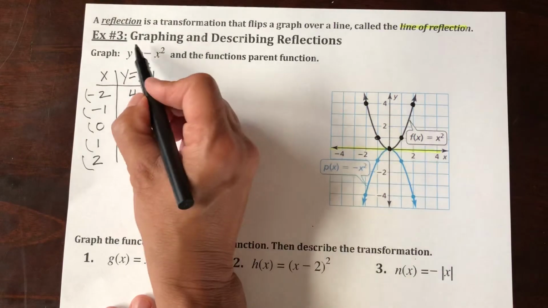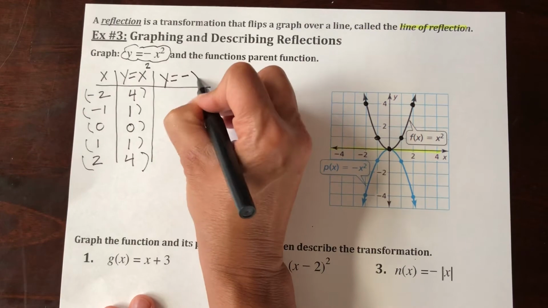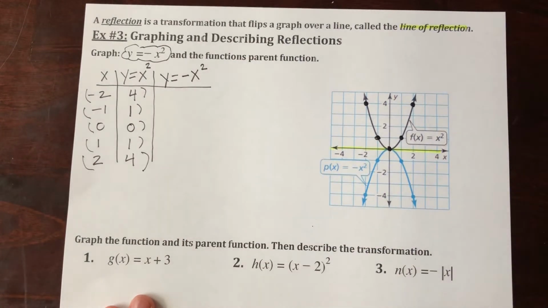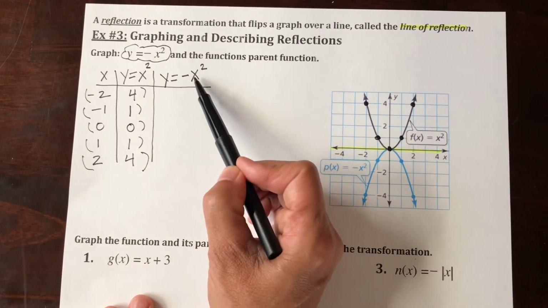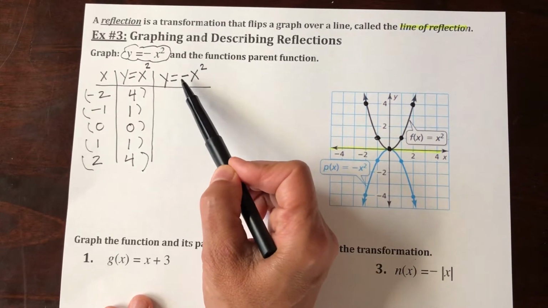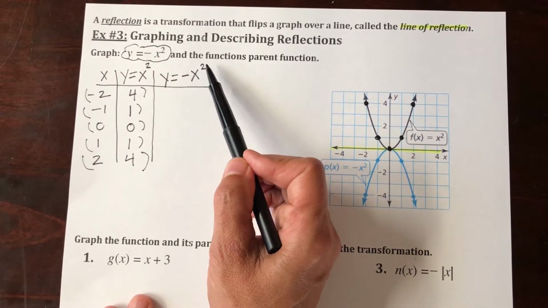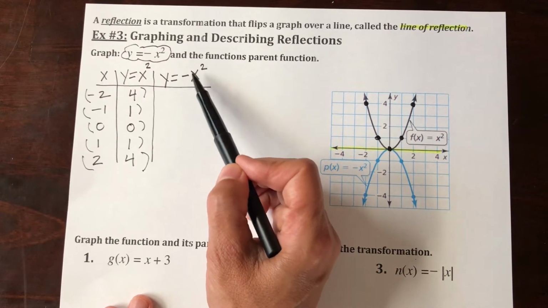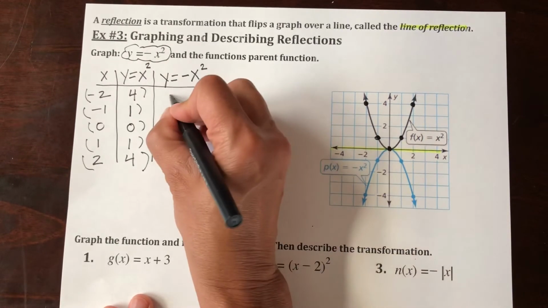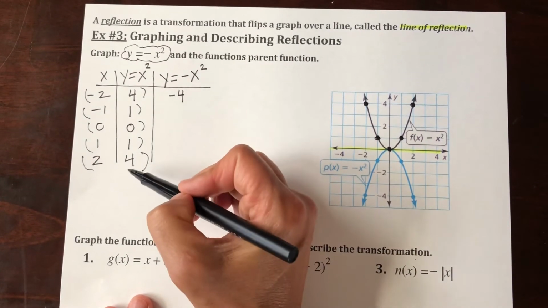All right, next we're going to graph our new function, which is y equals the opposite of x squared. So this is going to take the opposite of all of our outputs. So when I substitute in a -2, order of operations tells me I need to square it first, then multiply it by this -1. So -2 squared, -2 times -2 is 4, and then the opposite of 4, or 4 times this -1, would be -4.